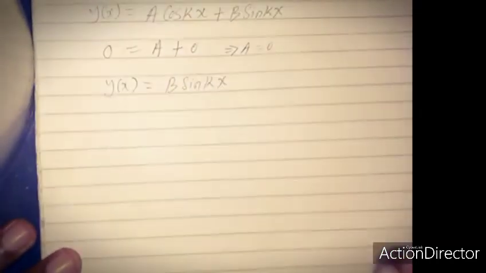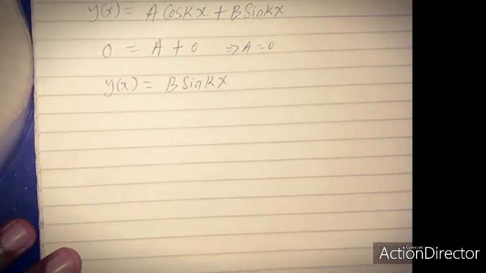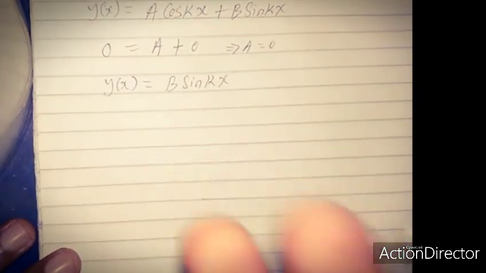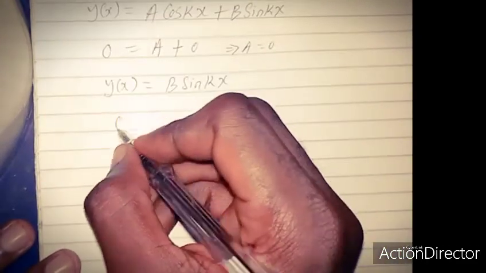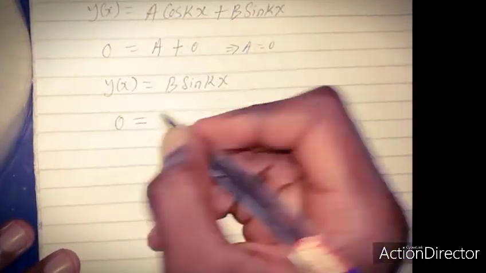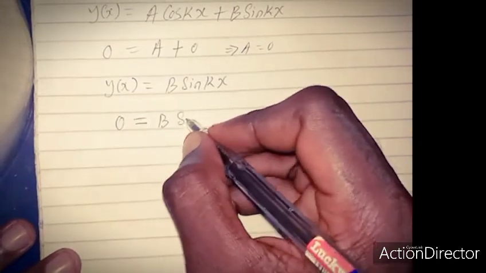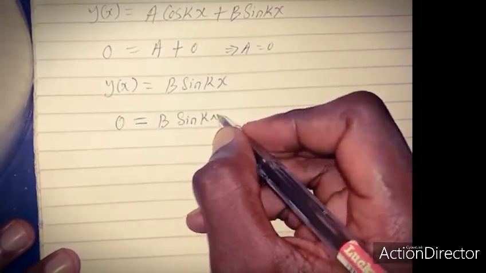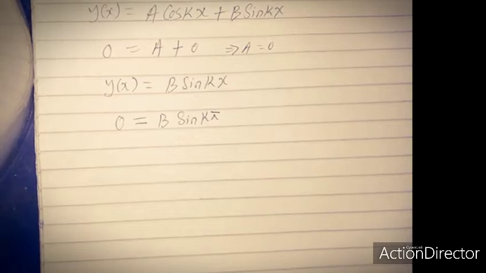Now because my a is 0, the second condition is y of pi equals 0. So anywhere I see x I put pi, anywhere I see y I put 0. Here I have 0 equals b sine k pi. Now this is where we are going to draw our conclusion.